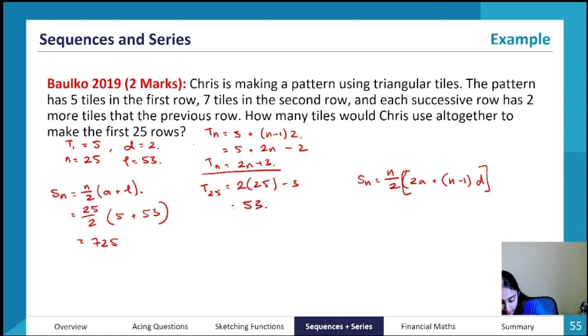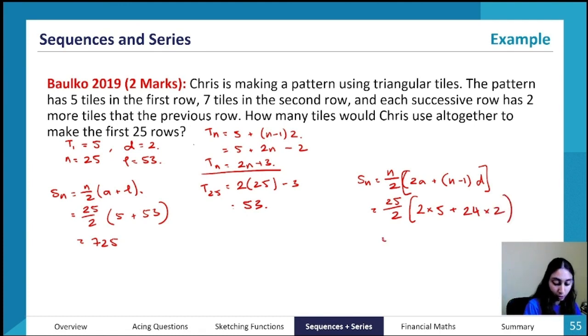Okay. So n is 25 on 2 times 2 times 5 plus 24 times 2, which will get us to, just in case I made a mistake with my working, awesome, 725.